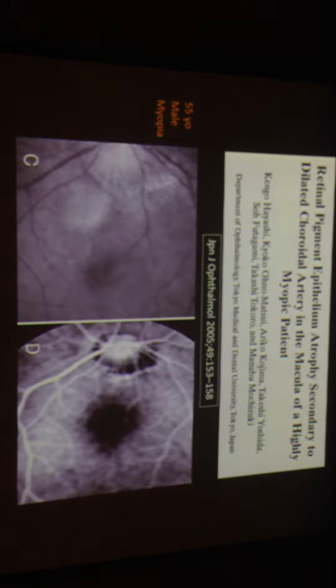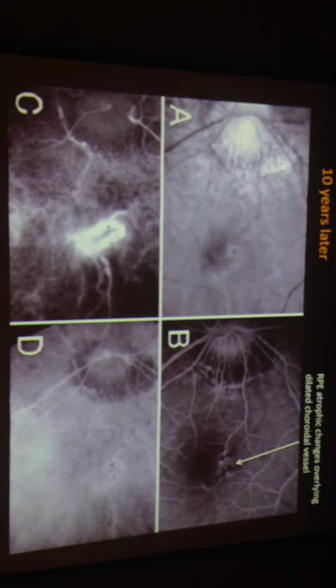And even in 2005, this Japanese group with Ohno-Matsui actually already published this paper showing RPE atrophy overlying a dilated choroidal artery in a patient with high myopia. See, this is the picture of the dilated choroidal vessel. The fluorescein angiogram. And at that time, there were no RPE changes. You can see on the autofluorescence and on the FA, there are no RPE changes. But 10 years later, you start seeing the RPE changes overlying the dilated choroidal vessel.